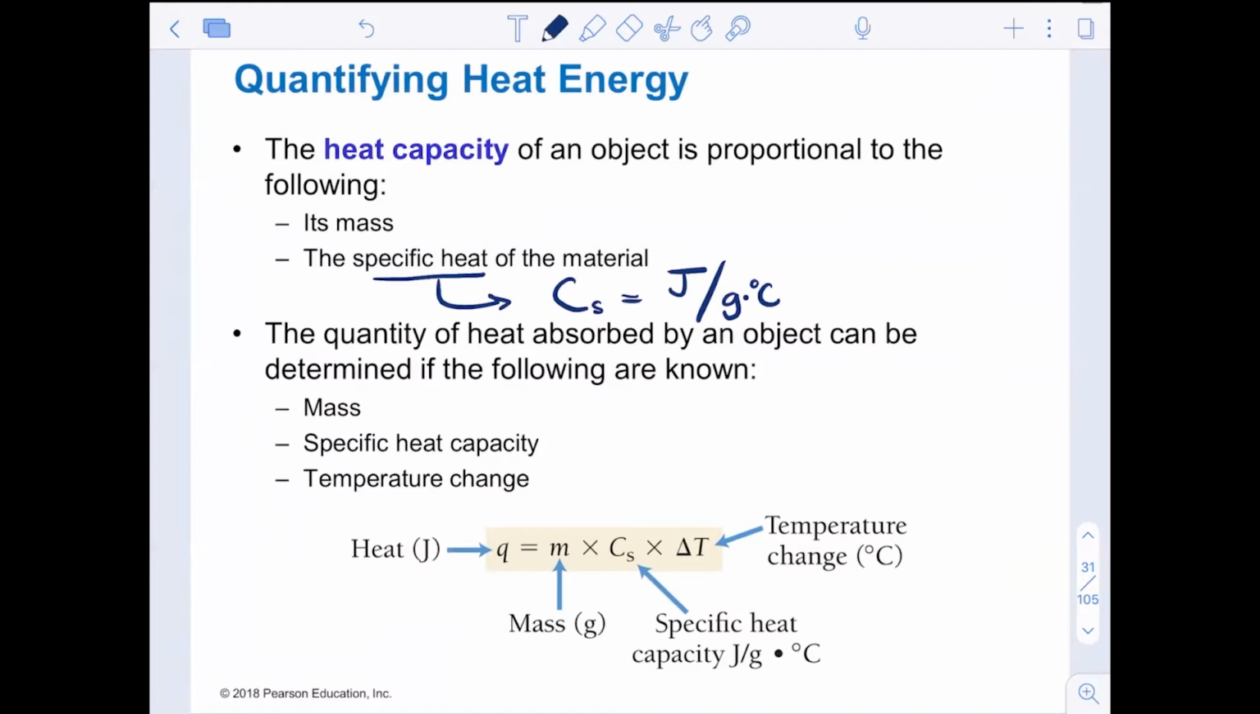So the quantity of heat absorbed by an object can be determined if we know the following: the mass of the sample, the specific heat capacity, and the temperature change. We're going to be using this calculation a lot in calorimetry and understanding heat exchanges in reactions.